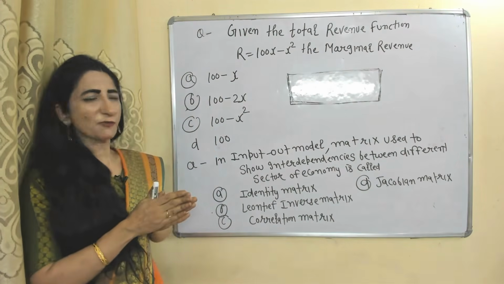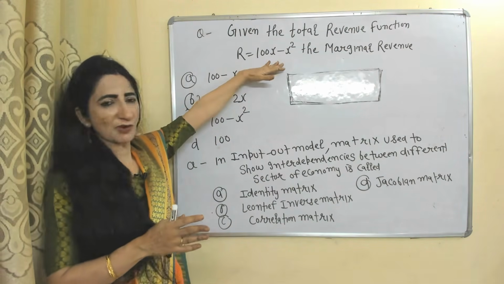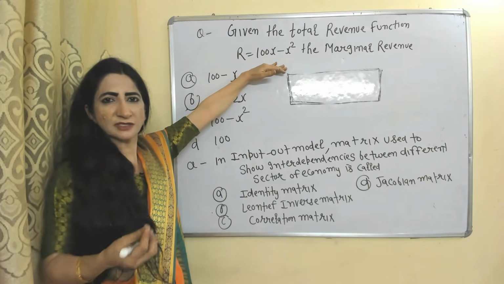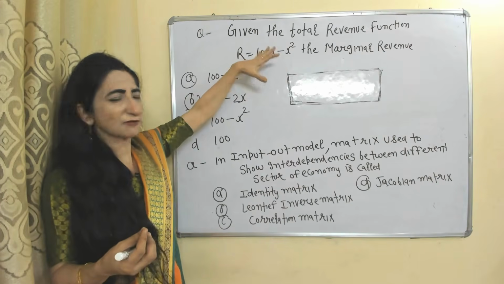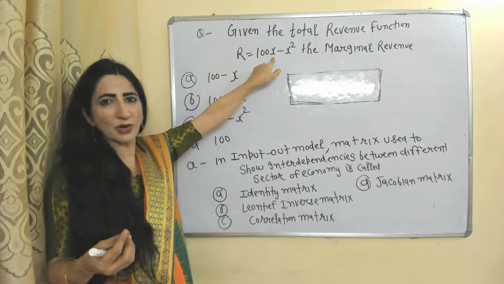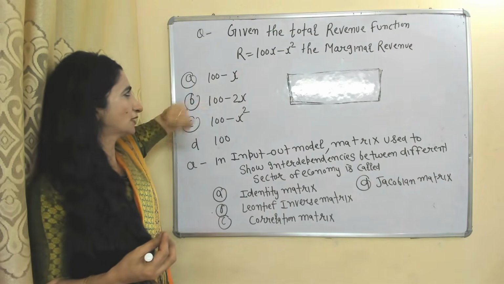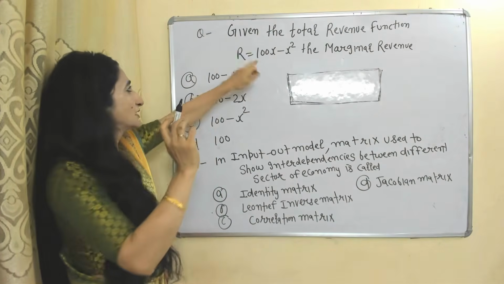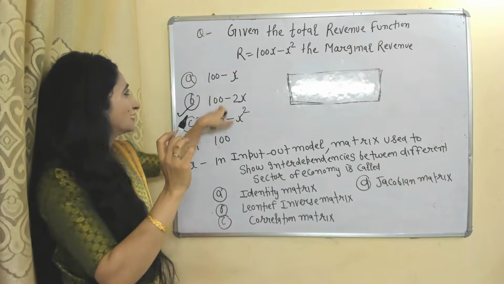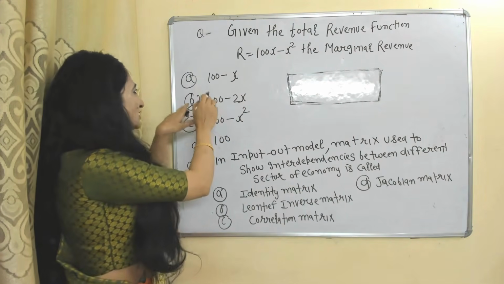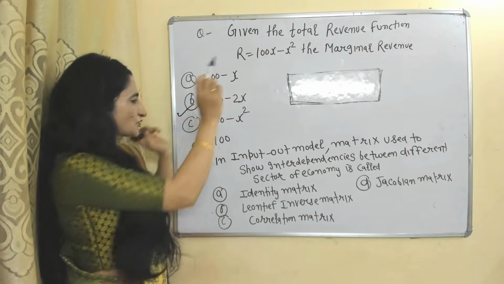Given the total revenue function, find out marginal revenue. This is the given total revenue function. Marginal revenue is the derivative of total revenue with respect to quantity, or you can say with respect to x. When we take the derivative with respect to x, our answer will be B. The derivative of 100x is 100 and the derivative of x square is 2x. So B is our right answer, or you can say B is our marginal revenue.